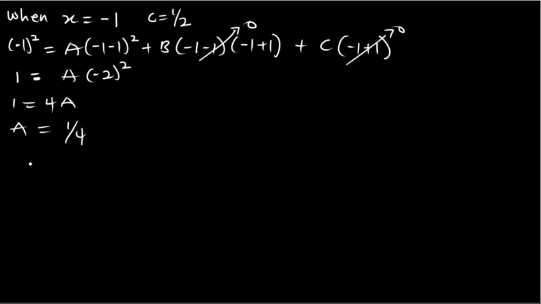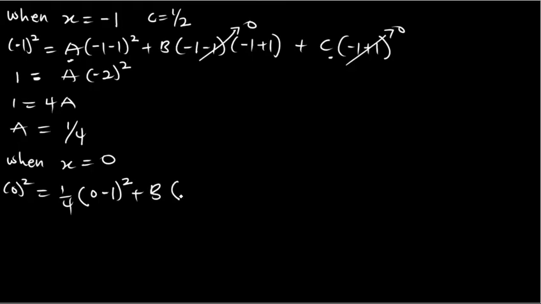I want to also get the value of b, so I can choose when x is equal to 0. Are we okay? So if x is equal to 0, then I have to put in the value of x to be 0. Now I know the value of a, and I know the value of what? C. So that will be 0 squared equal to a, which is 1 on 4, multiplying 0 minus 1 all squared.